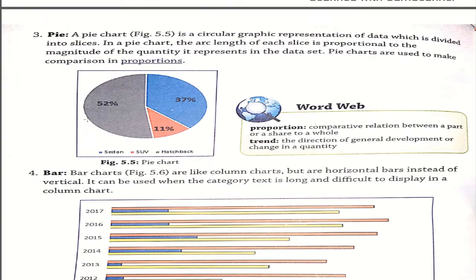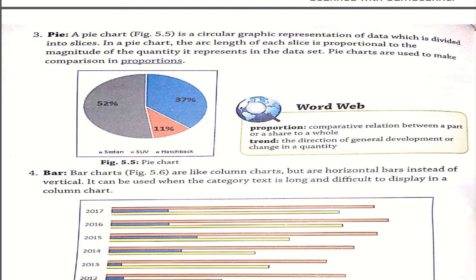Okay, next is your pie chart. What do you mean by pie chart? You can see the figure over here. A pie chart is a circular graphical representation of data which is divided into slices. These parts are known as slices. Like 11% is one slice, this one is the second slice, and this one is the third slice. In a pie chart, the arc length of each slice is proportional to the magnitude of the quantity it represents in the data set. Pie charts are used to make comparisons in proportion.